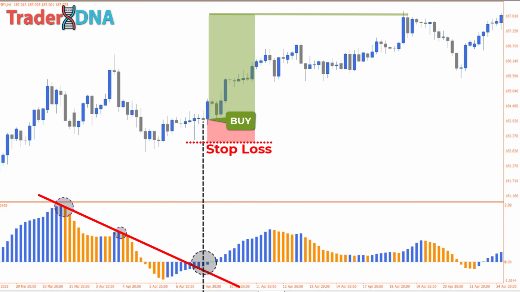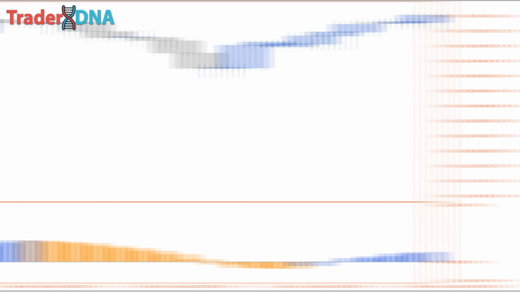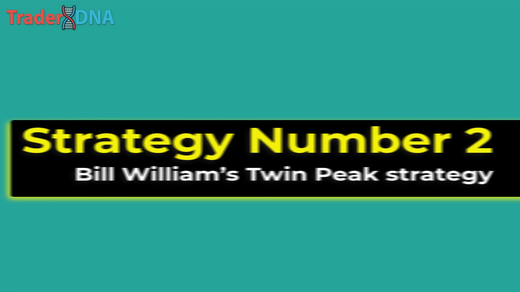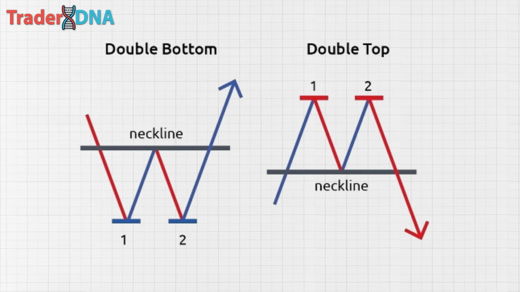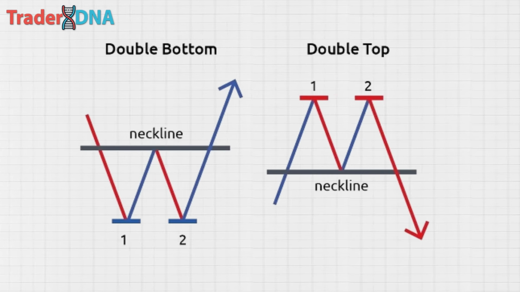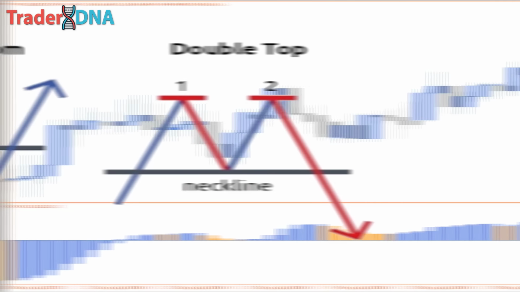Strategy number 2. Bill Williams Twin Peak Strategy. This is a basic strategy, which looks for a double top and double bottom in the Awesome Oscillator indicator. The Twin Peaks method involves analyzing the disparities between two peaks on the same side of the zero line.